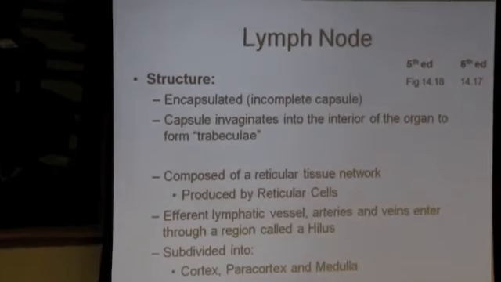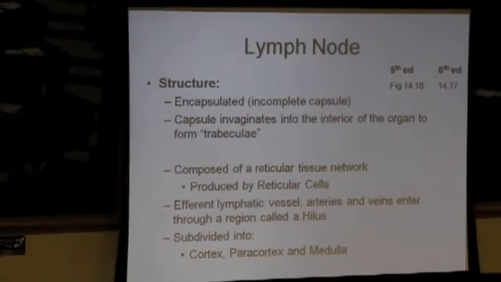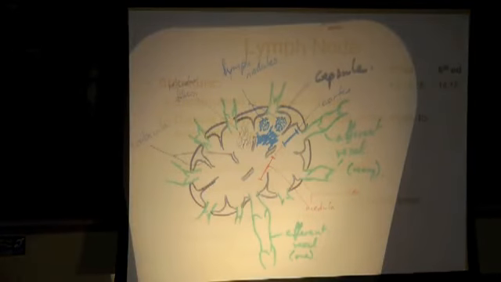So let's go back. Again, we have a reticular tissue network produced by reticular cells. We have afferent lymphatic vessels coming in, then we have this efferent lymphatic vessel leaving at this region called the hilus. So this region right here is referred to as the hilus. And again, it's not specific to lymph nodes. There's a hilus in your spleen, there's a hilus in your liver.